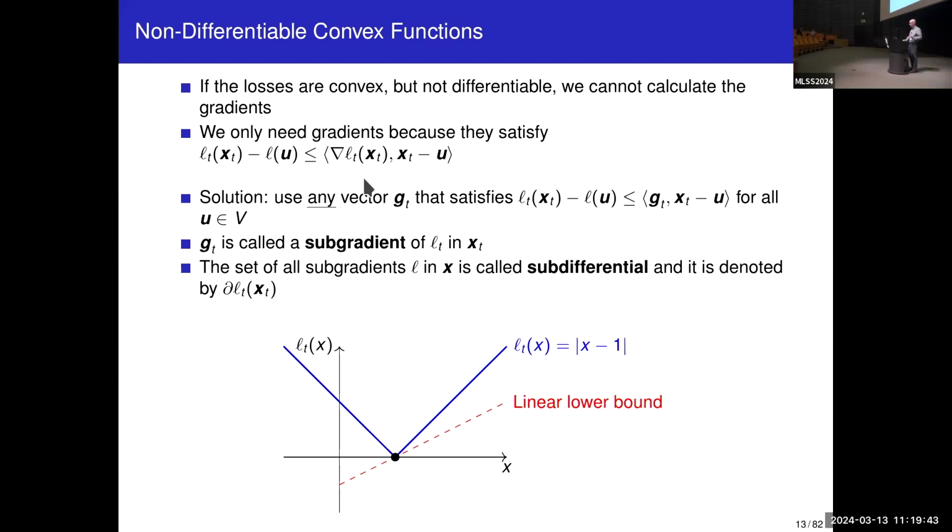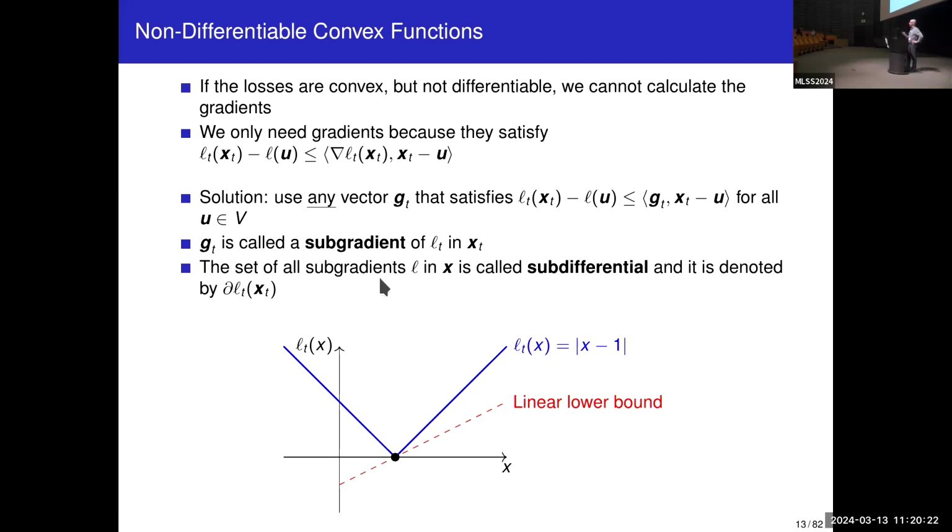And this is exactly what we do. So now, instead of using the gradient here, I use any vector gt such that this inequality is still true. It turns out that this is a known notion, it's called subgradient. And the subgradients of a convex function are a very good concept to use because they basically always exist. It doesn't matter if the function is differentiable or not, the subgradients always exist, up to technical conditions.